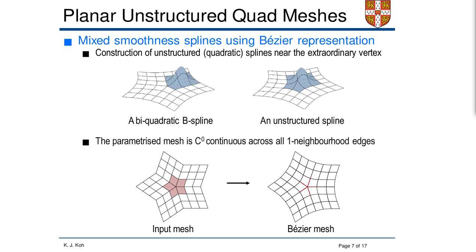So we first define a set of mixed smoothness splines using Bézier representation. This construction involves, where tensor product is applicable, biquadratic B-splines. And where tensor product is not applicable, we have an unstructured spline like this. So using this parametrization, across all the edges shared by an extraordinary vertex here, we have some non-smoothness. We have only C0 continuity. Our objective now is to create smooth basis functions in this non-smooth domain.